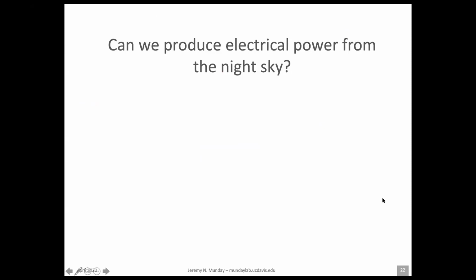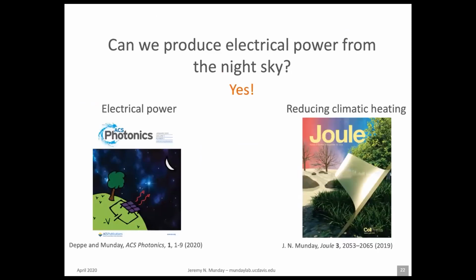All right, so we started off asking, can we produce electrical power from the night sky? The answer is yes, we can. I've shown two examples from some recent work from our lab. One where we're doing exactly this and producing electrical power using these thermoradiative cells, and using a similar sort of concept of radiative emission and radiative cooling. I've also shown an example where you can try to cool down an object locally, which you could expand globally in order to reduce climatic warming.